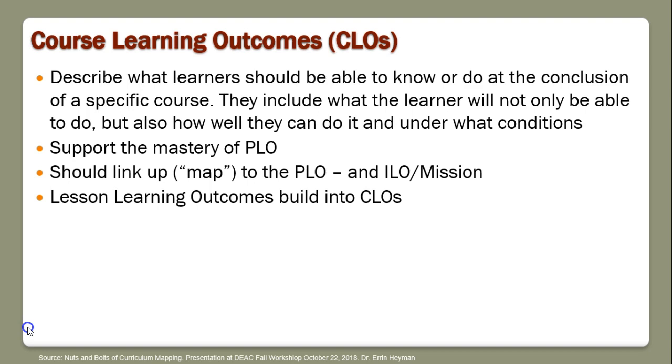And then the course level outcomes should describe what learners should be able to know or do at the conclusion of a course. They include not only what they're able to do, but under what conditions. They are going to support the mastery of the program level objective, and they need to map up to that.